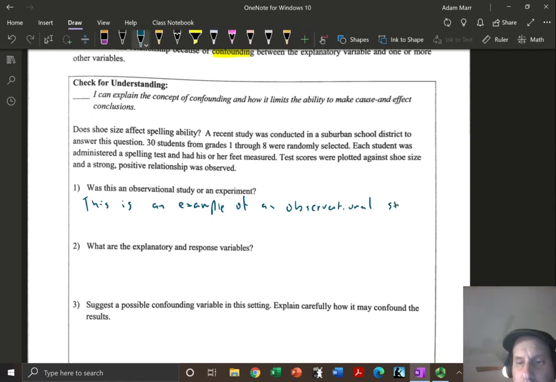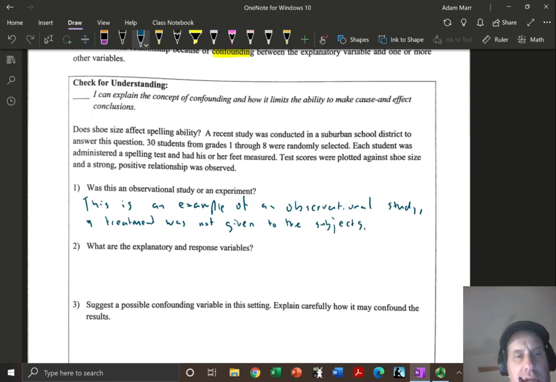So this is an example of an observational study. A treatment was not given to the subjects.